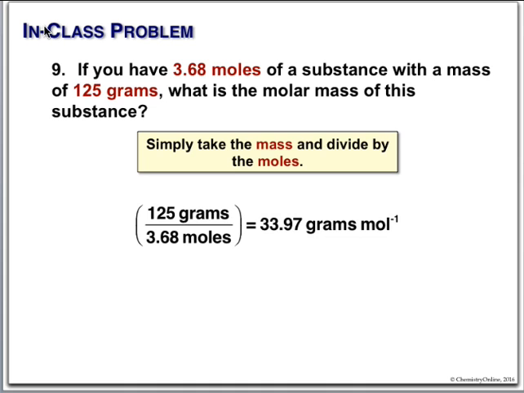Simply remember your definition. Grams per mole, molar mass. Any questions? Grams per mole equals molar mass. That's it. Grams divided by moles gives us molar mass by definition.